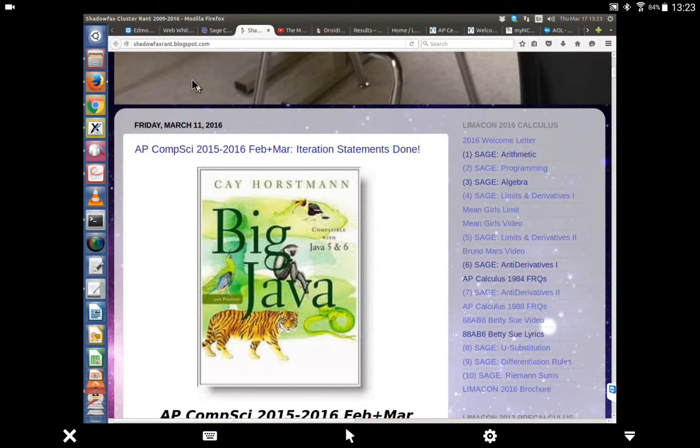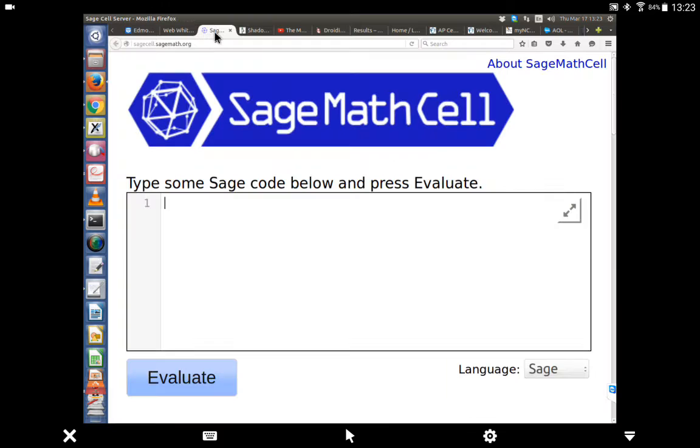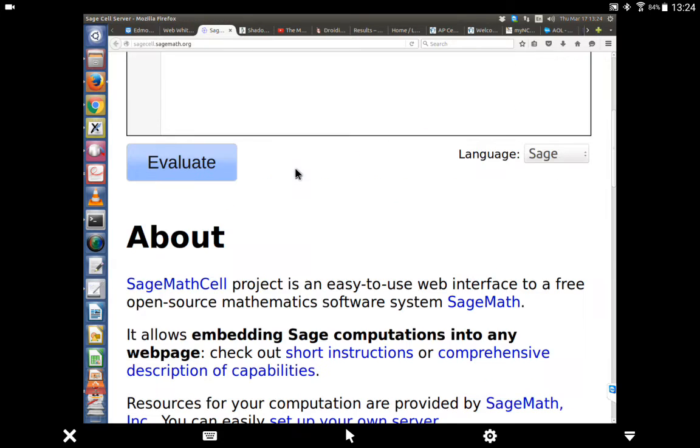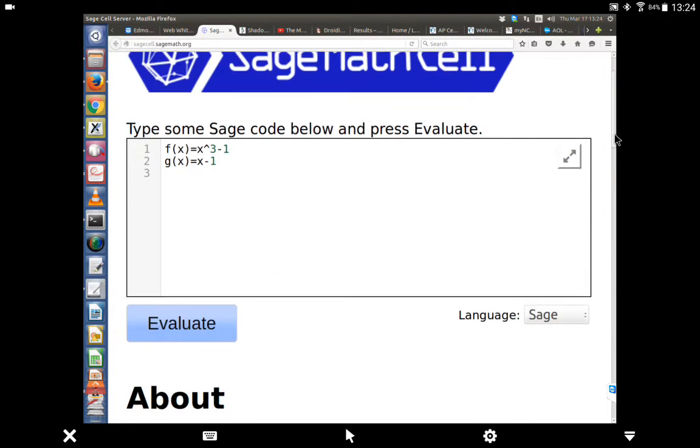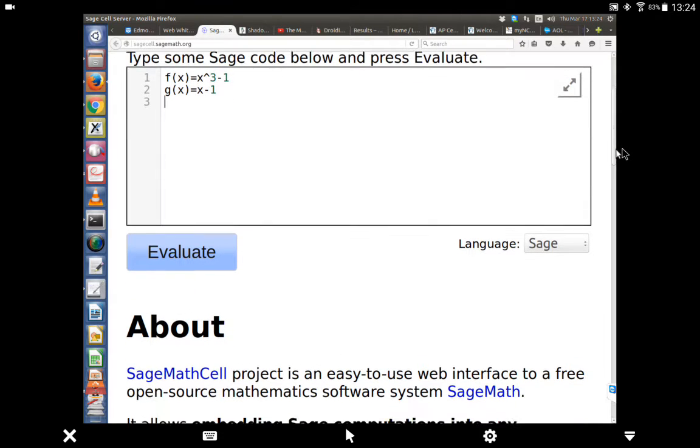Okay, so let's start. What if I go to a Sage cell? And let's just do some algebra to get used to the idea. All right, so let's say we let f of x equal x cubed minus 1, a difference of two cubes. And let g of x equal x minus 1.